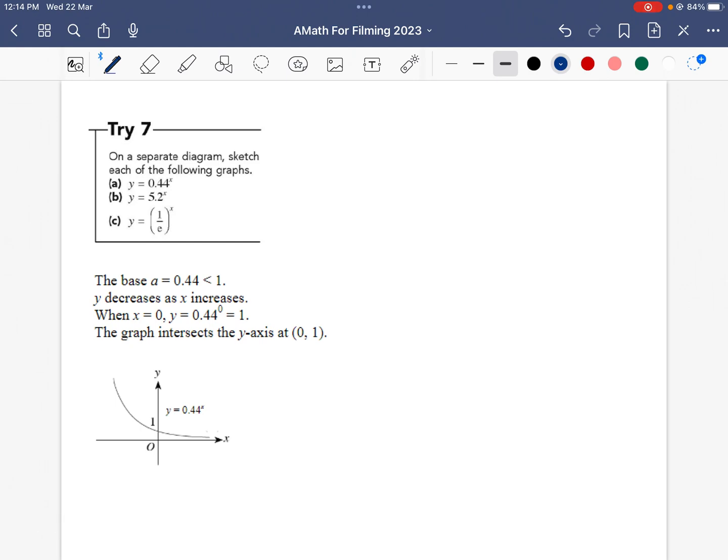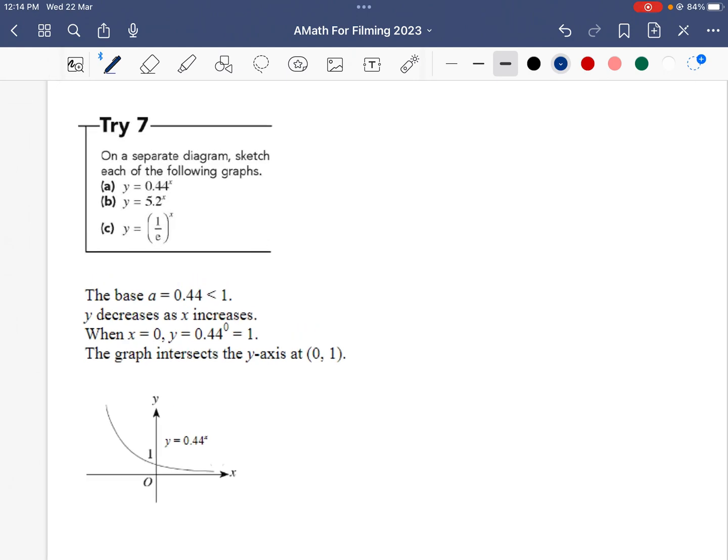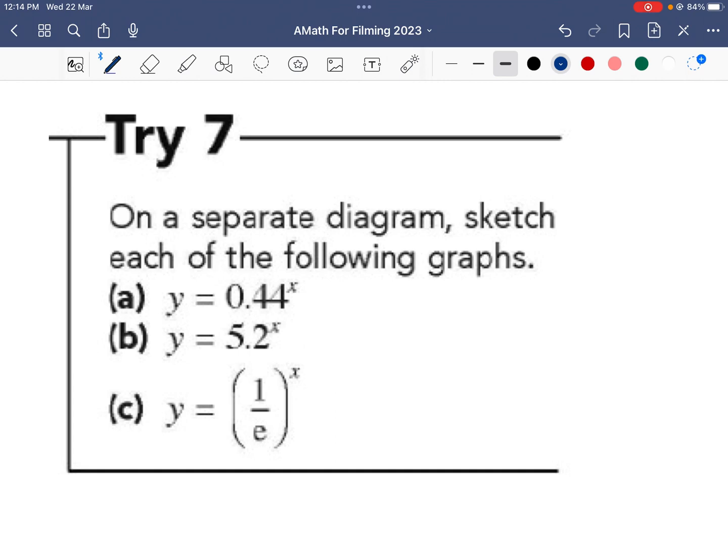Okay, now for try 7, there's 7a, 7b, and 7c. Please attempt these graphs, 7a, b, and c. Pause the video, and when you're ready, you may unpause the video, and I'll show you the answers. Okay, I'll show you the answers in 3, 2, 1.